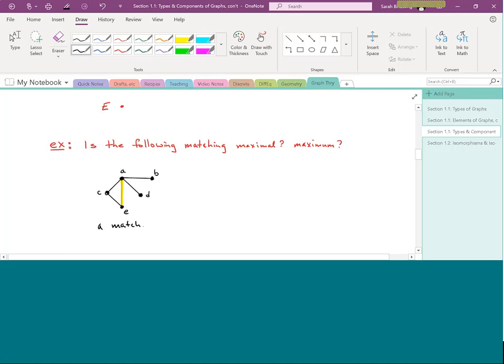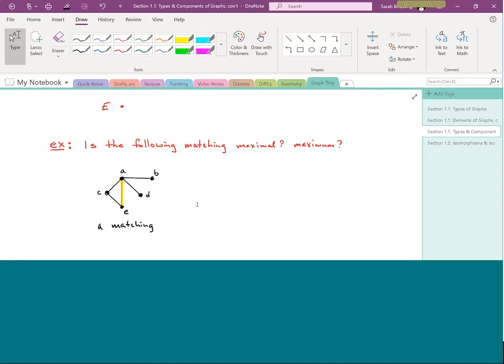Now the next question is, in this matching, is it maximal? In other words, could we actually add an extra edge here? We add an extra edge to the matching. And remember, when you add the extra edge, you can't reuse any of the vertices that are already endpoints of edges in the matching already.